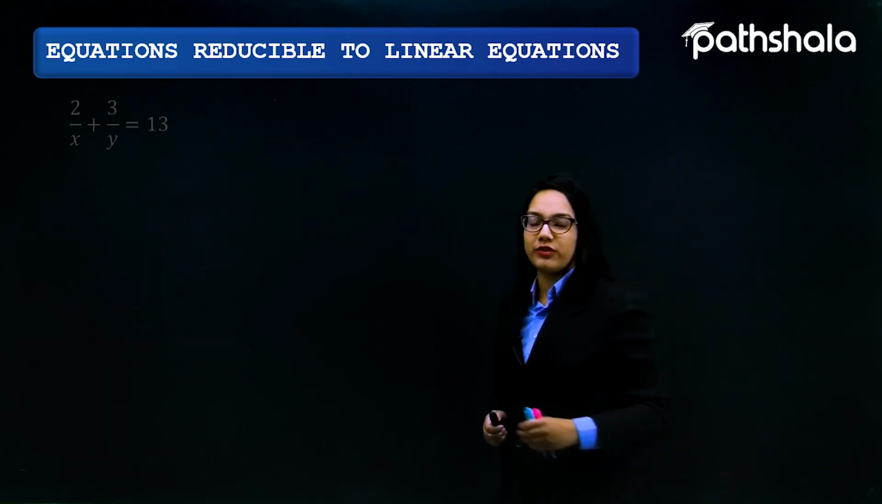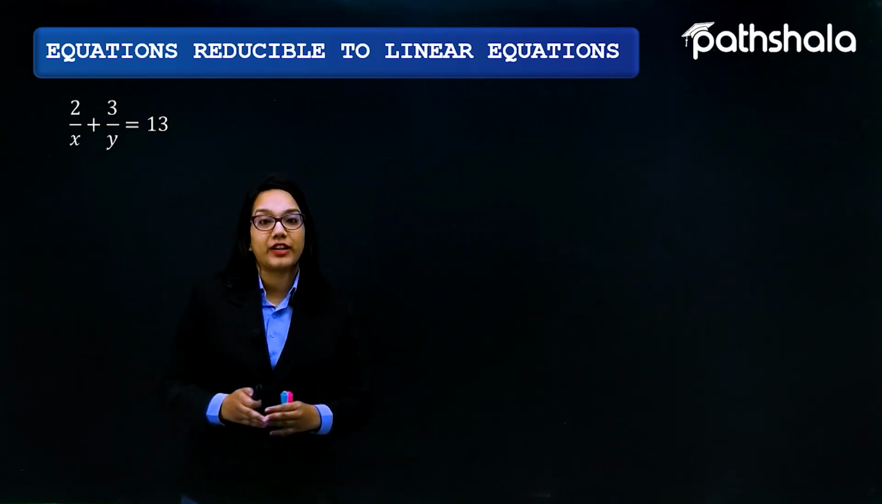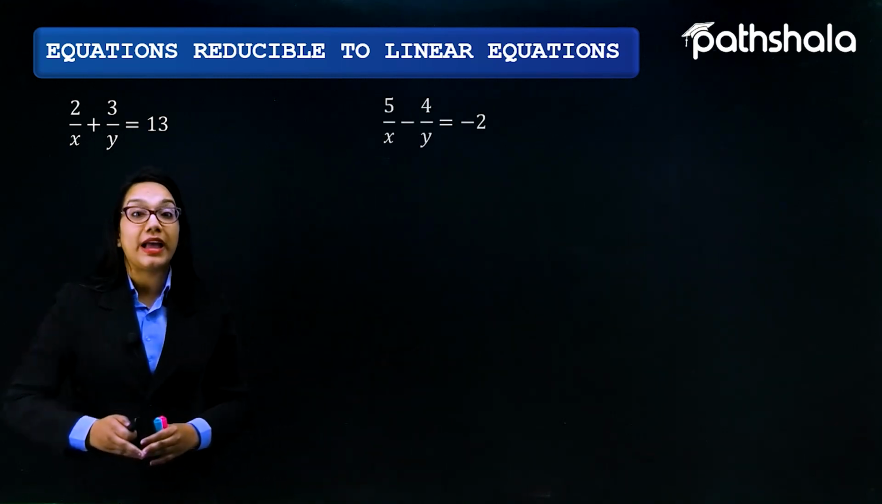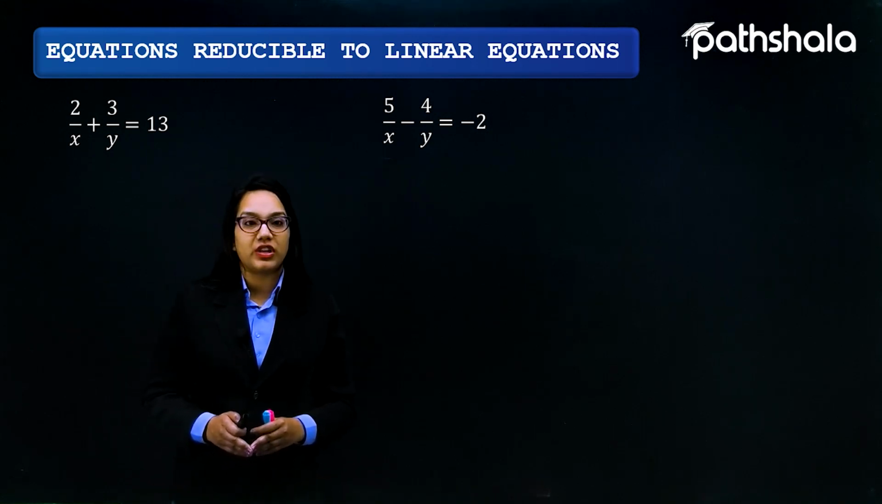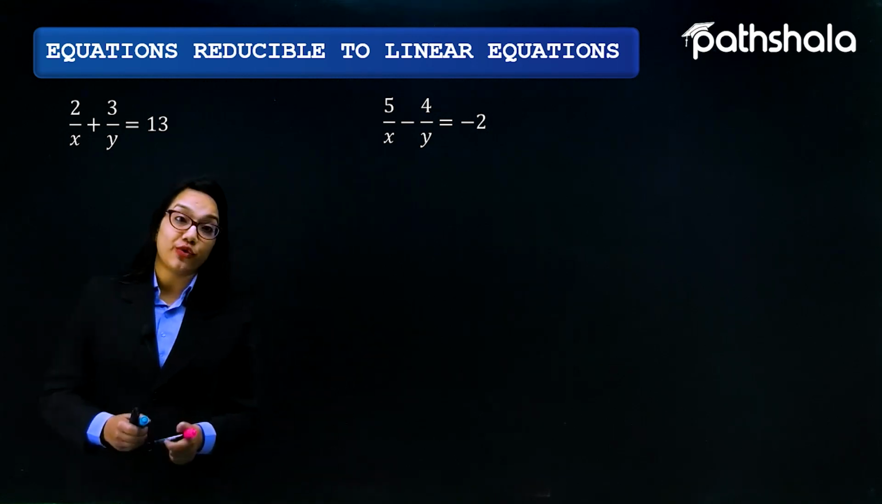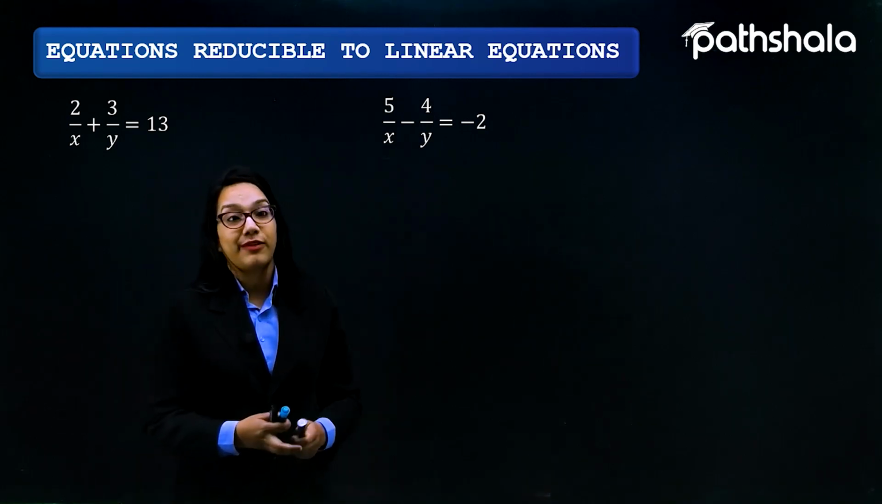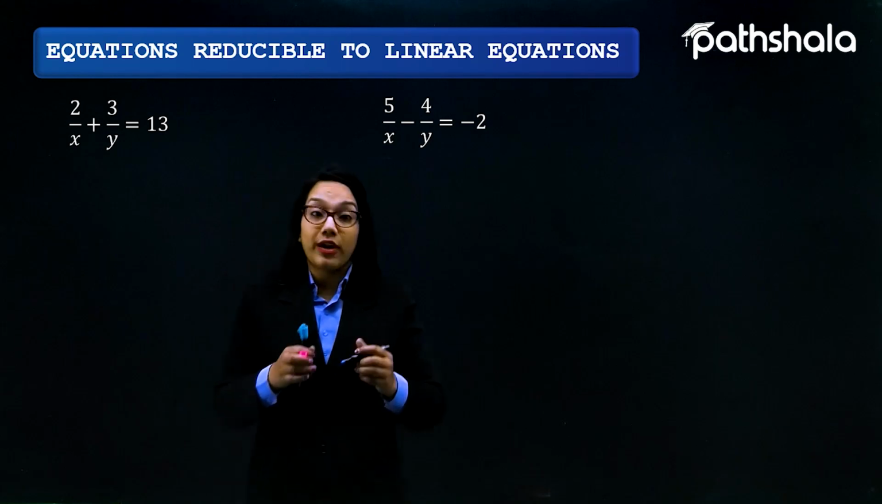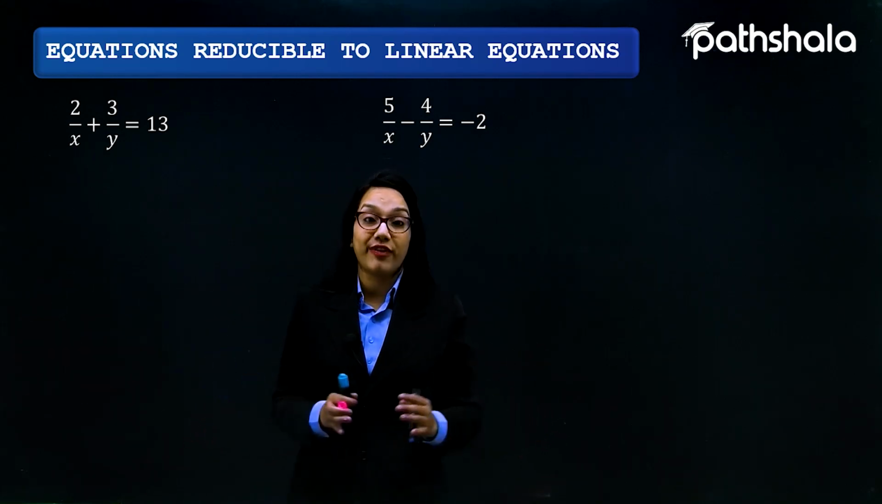So let's see both of these equations again. First of all, we have the equation 2 by x plus 3 by y equals 13, and the second equation was 5 by x minus 4 by y equals minus 2. First we'll reduce these equations into linear equations, and then we will apply the appropriate algebraic methods here in order to find the value of x and y.